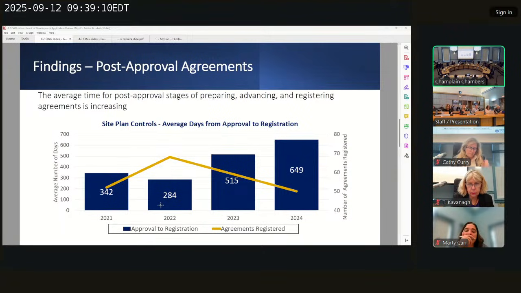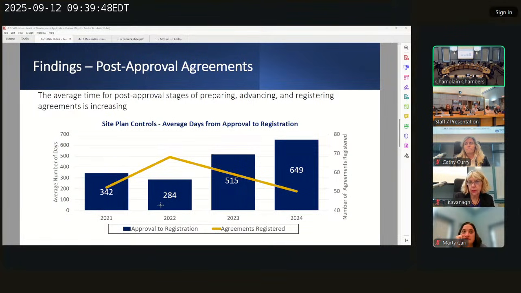During our analysis of the internal data, and as shown in the chart on the slide here, since 2002 or 2022, the average time to register an agreement after a site plan has been approved has increased from 284 days to 649 days. Over the same time, the number of agreements registered annually has decreased. So several factors have contributed to these increased timelines. Internally, there's a lack of dedicated resources for development files within Legal Services Department. Additionally, inconsistent conditions or late consultations with planning services and unclear file tracking can further contribute to delays.